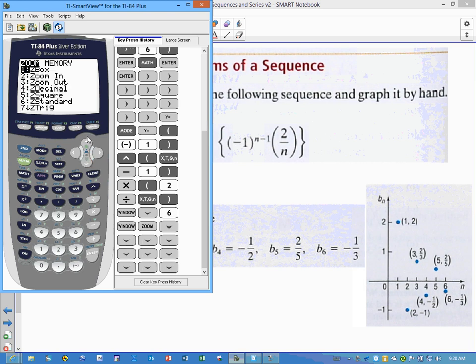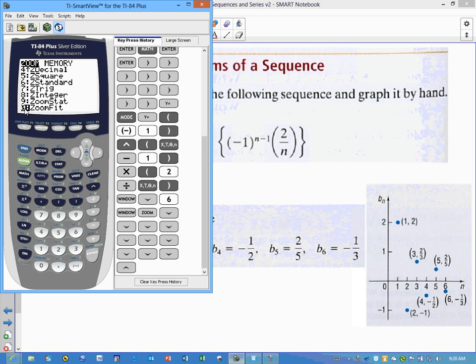But I will show you on here. Zoom Fit is Zoom 0. So you can arrow down and hit Enter, or you can just hit the number 0 when you're on that list. And here are our points being plotted. Now, it fits the window to just barely fit the points, so the scales are different. If you wanted to square up the window, you could.